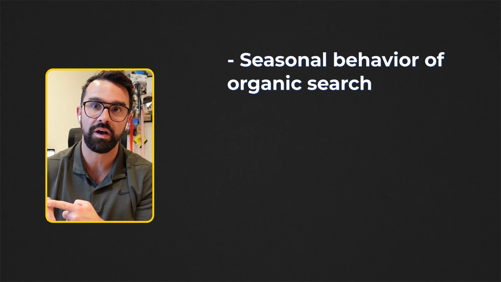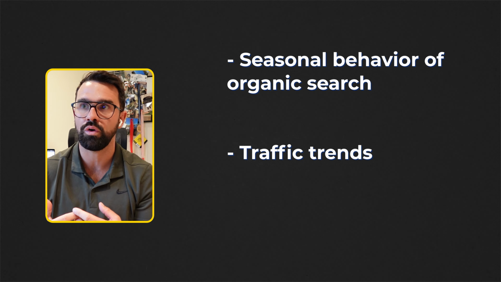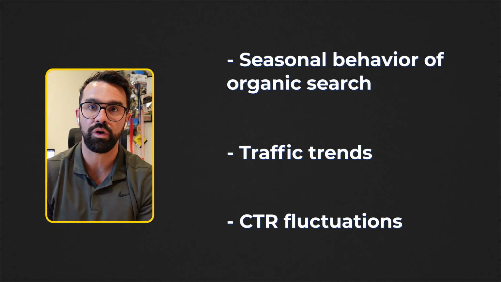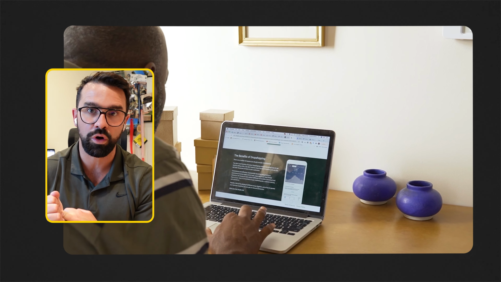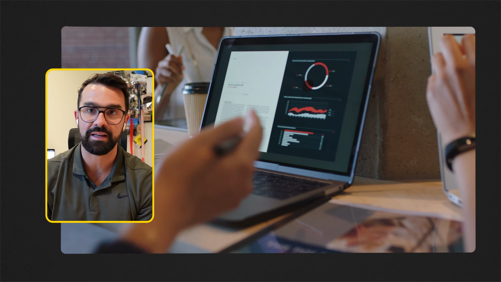How about seasonal behavior of organic search? How about traffic trends based on different dates or seasonality? CTR fluctuations, which will help you understand why people are clicking through to a result versus another. This type of usage is really going to help you save time, document conclusions, and make decisions faster. It will help you optimize your content, understand where there are gaps, look at what trends or fluctuations are affecting your site performance, and most importantly, what you need to do to move the needle on your organic visibility. Using ChatGPT-5 as your SEO data analyst is a really, really efficient and powerful tool.